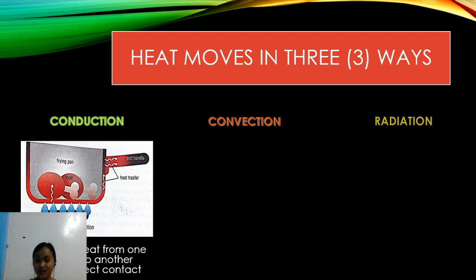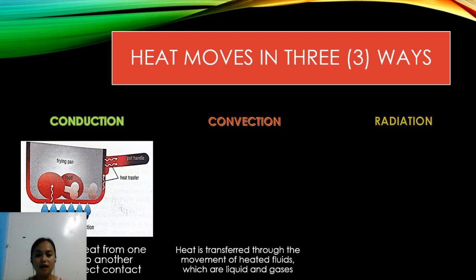Because when cooking, the heat from the flame travels to the bottom of the pan and heats it up. From the bottom, it travels to the entire pan and spreads toward the handle. This transfer of heat is called conduction, direct contact.